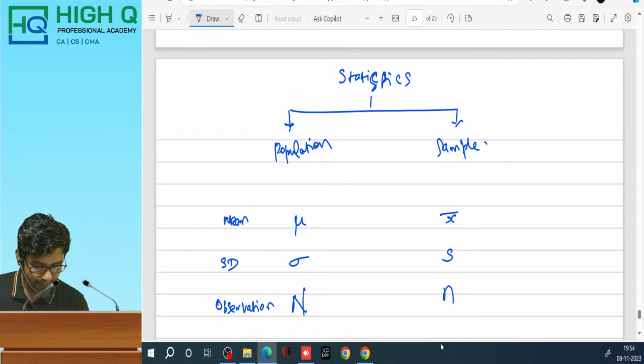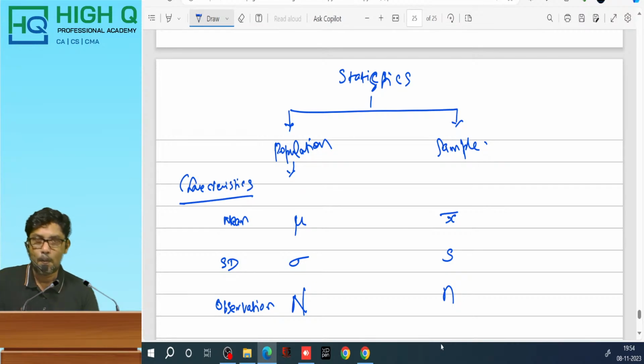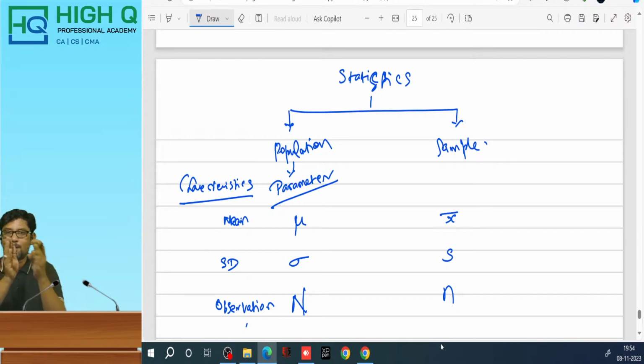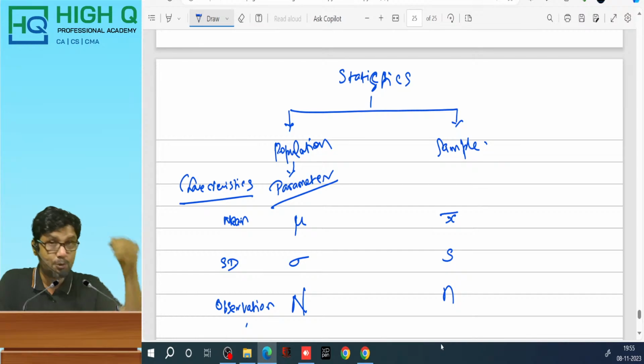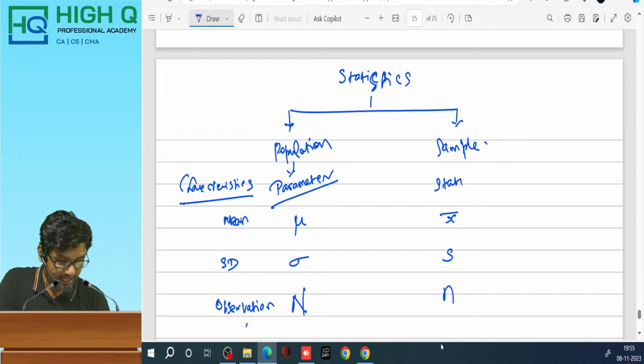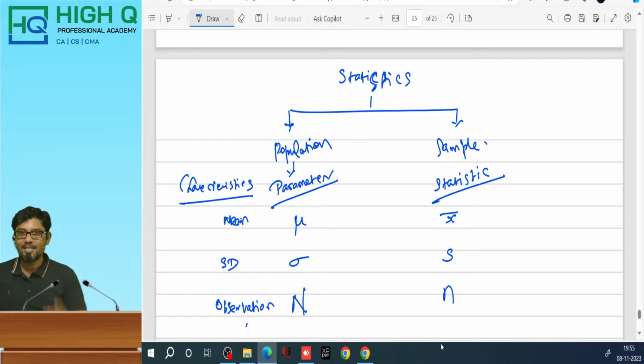Now, whatever symbols I'm using for the population, I'm going to call them characteristics. Population characteristics, this mean, standard deviation and observations, we call it a parameter. When it comes to sample characteristics, we call it a statistic. The symbols x bar, s, n are called statistic, and mu, sigma and N we call parameters, because they denote population.